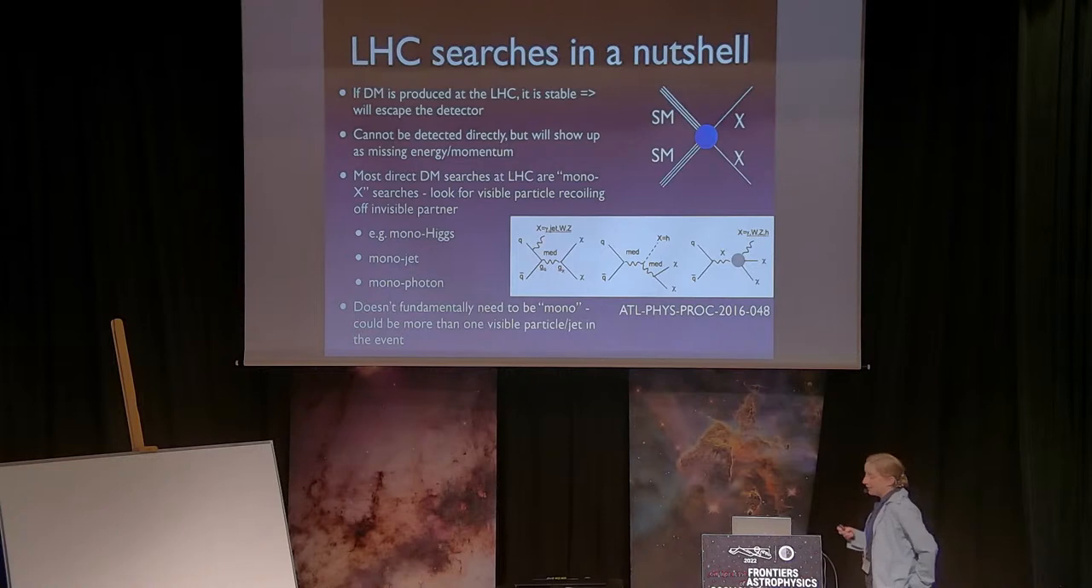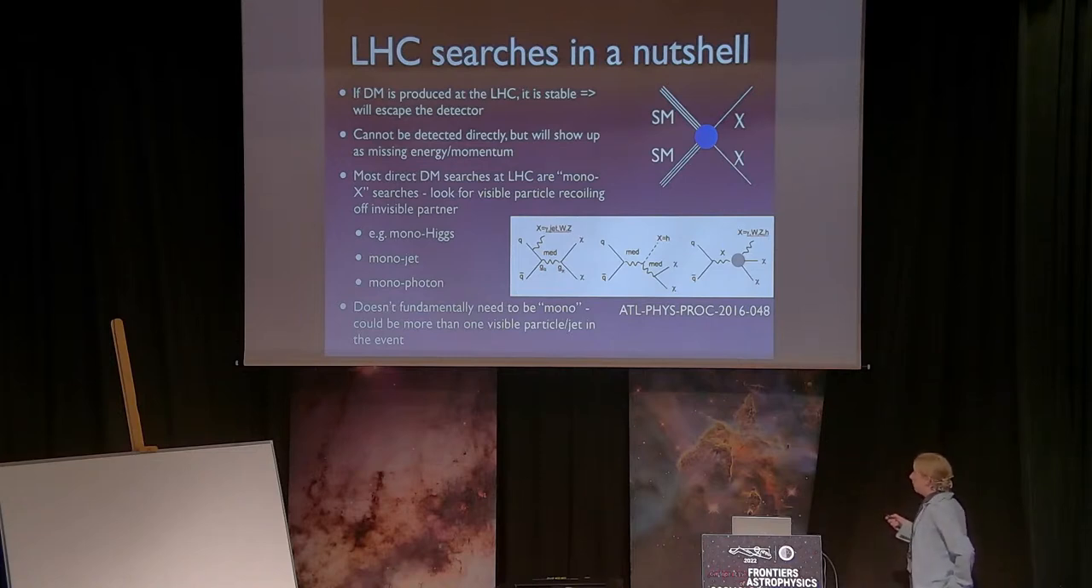You need to be able to see something recoiling against the missing energy and momentum to measure the missing energy and momentum. So this is a case where quarks and antiquarks annihilating into dark matter particles could produce standard model particles in the final state. So you would look for a recoiling photon or a jet or a Higgs combined with missing energy.